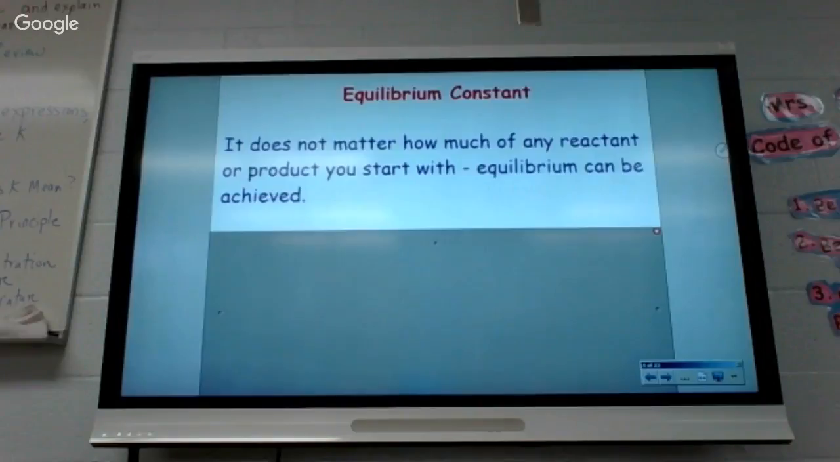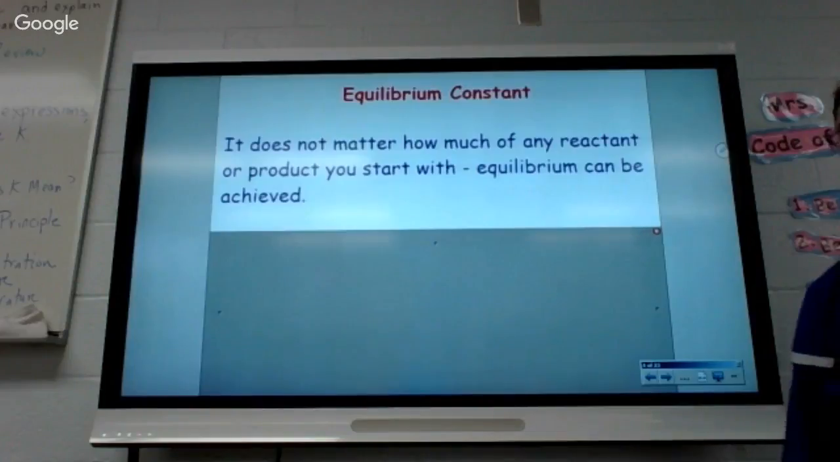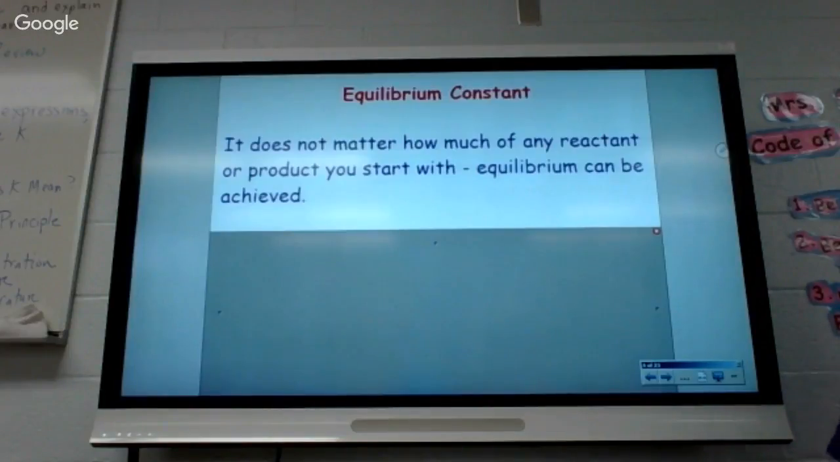Equilibrium can be achieved. Is that general or is that just for that? It's just for that. So we're going to learn to calculate an equilibrium constant. It's not going to matter how much we start with, what the concentration is. It's going to be irrelevant. We're still going to be able to get equilibrium.